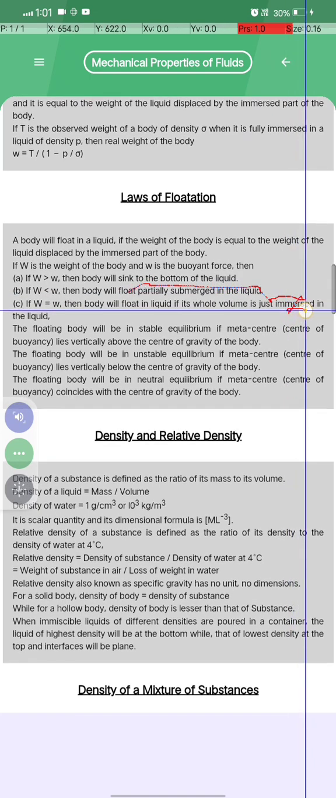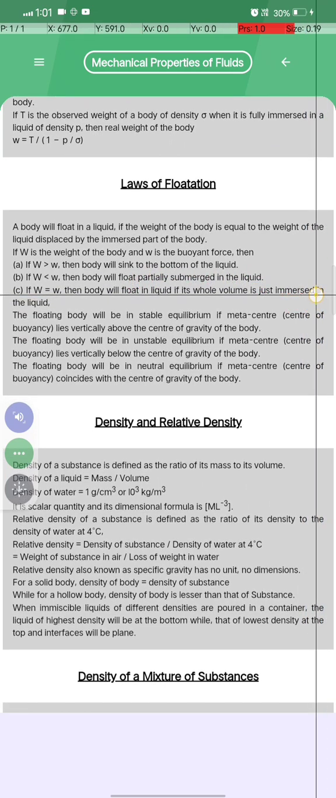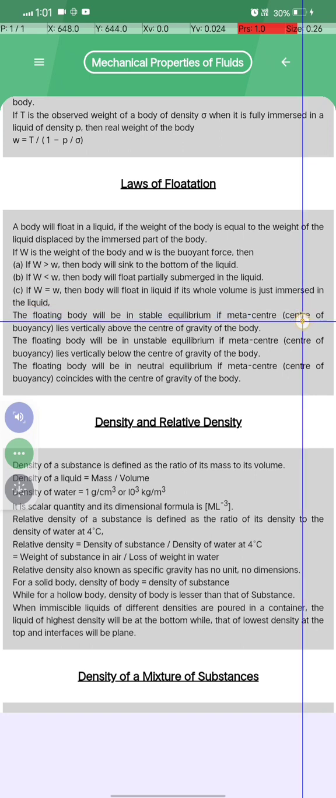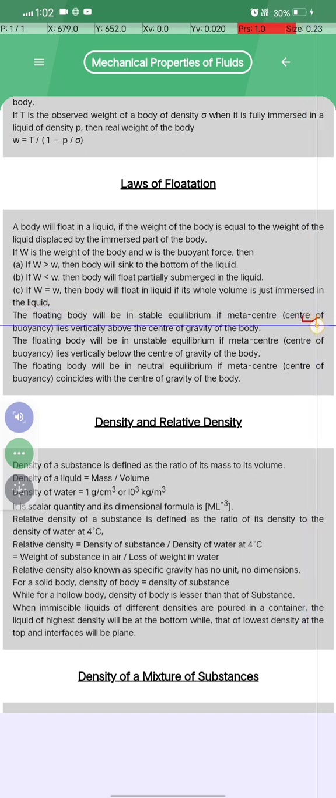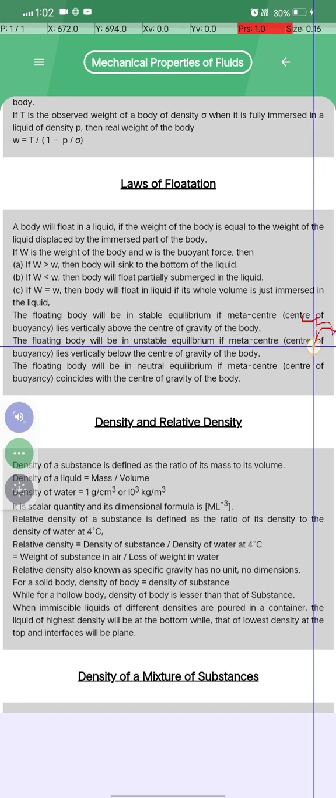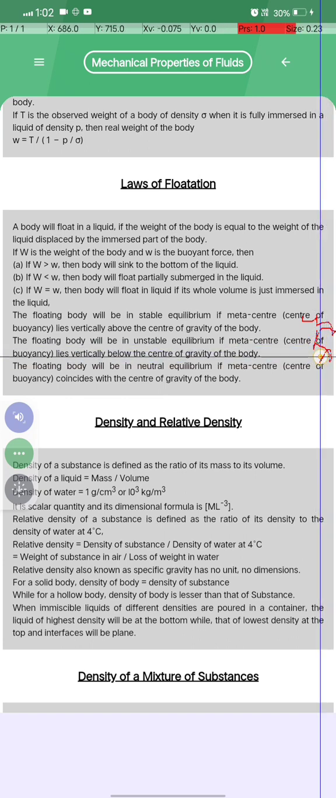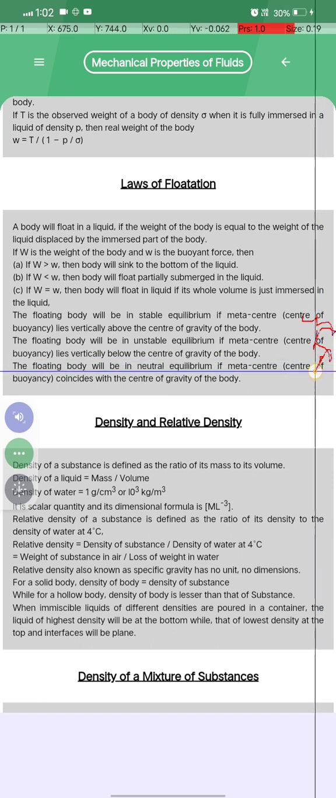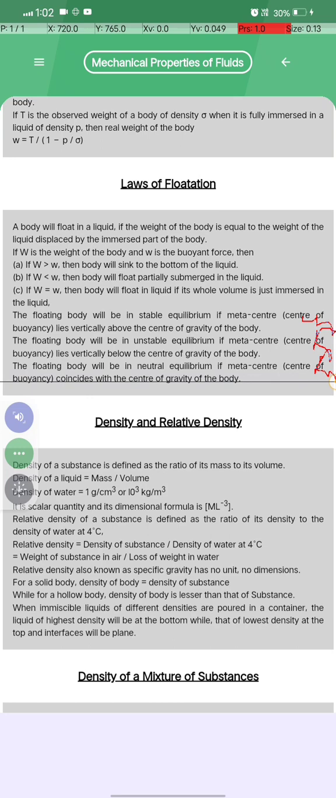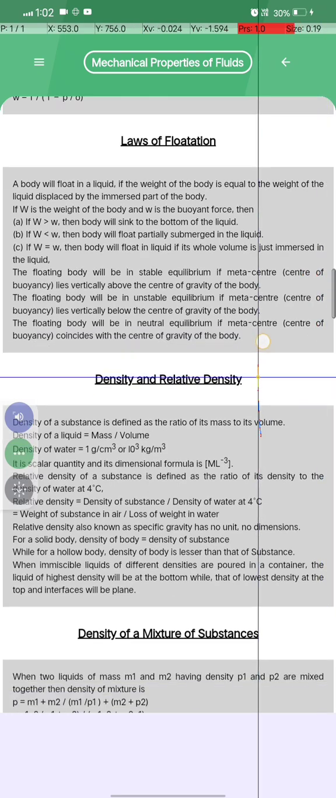When capital W and small w are equal, the body floats in the liquid, and if the whole volume is just immersed in the liquid, the floating body will be in stable equilibrium if the metacenter lies vertically above the center of gravity of the body. The floating body will be in unstable equilibrium if the metacenter lies vertically below the center of gravity of the body. And if the metacenter and the center of buoyancy coincide with the center of gravity of the body, it is neutral equilibrium.